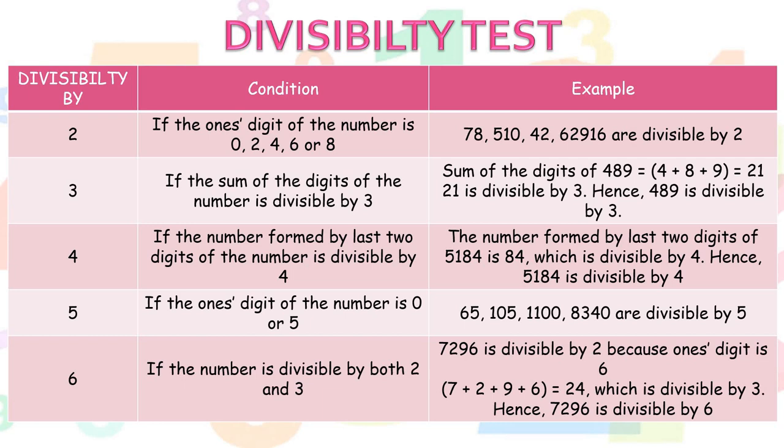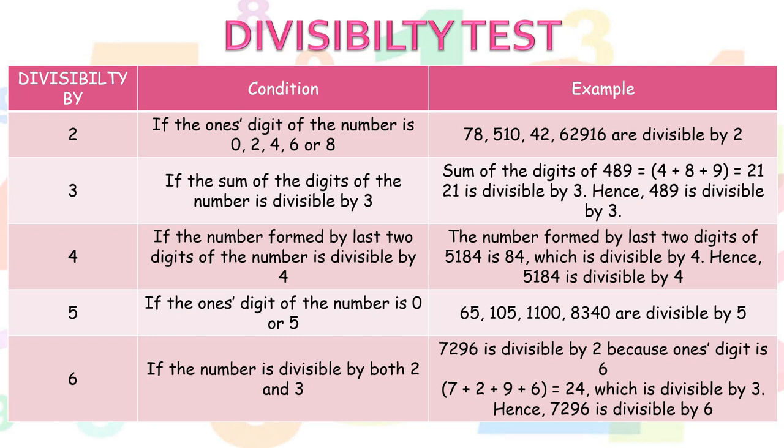Now 4, if the number formed by the last two digits of the number is divisible by 4, then the number is divisible by 4. So if we take the example 5184, the number formed by the last two digits is 84. So it is divisible by 4. 84 is divisible by 4. Hence 5184 is also divisible by 4.